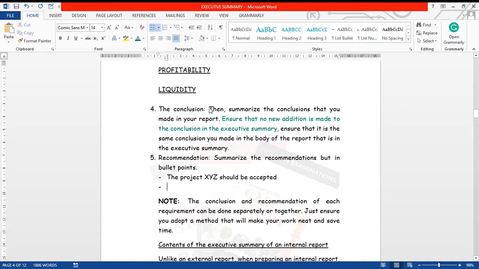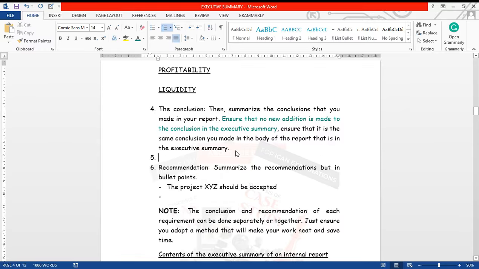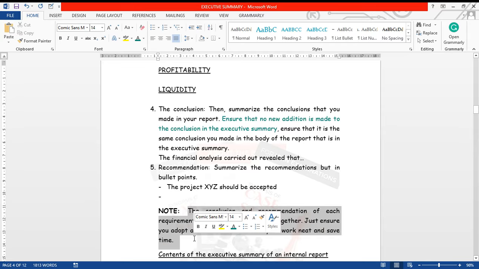Don't talk about stories. But the conclusion should be written as prose. How do I mean? Just write it as a straight line. The financial analysis carried out revealed that, just keep writing, just like a story form, but recommendations should be in bullet points, please. And the conclusion and recommendation can be done separately altogether.